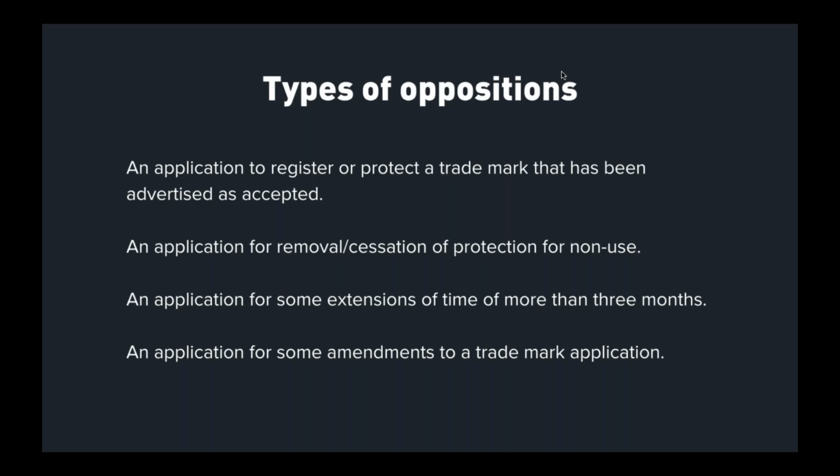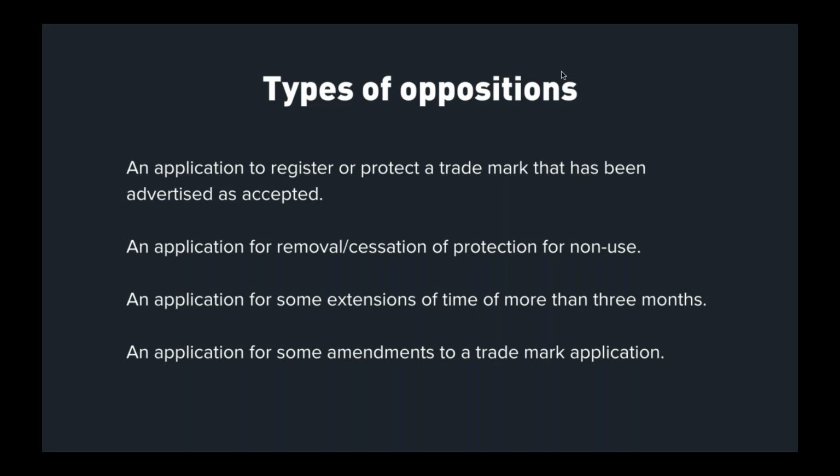There are a number of different types of oppositions. Oppositions can be filed against the following: an application to register or protect a trademark that has been advertised as accepted, an application for the removal or cessation of protection of a trademark for non-use, an application for an extension of time of more than 3 months, and an application for some amendments to a trademark application.